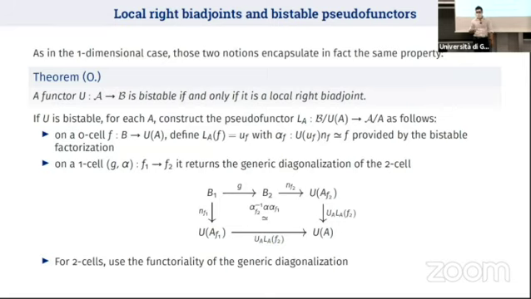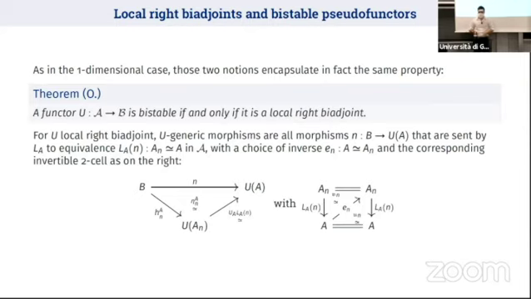So if you have a bistable pseudofunctor, then you can canonically construct at each object the left adjoint at the slice over this object, just by returning, for a map over the image of this object, the local map in the right part of its factorization. And for two-cells, you use the diagonalization of pseudo squares. In the other direction, if you have a local right bi-adjoint, then the generic morphisms are in fact the ones that are equivalent to the local unit that factorizes.